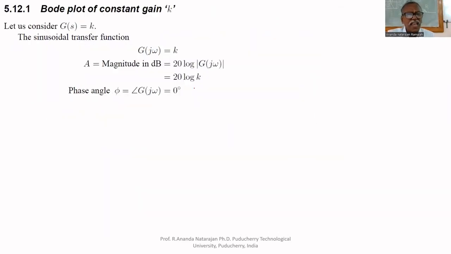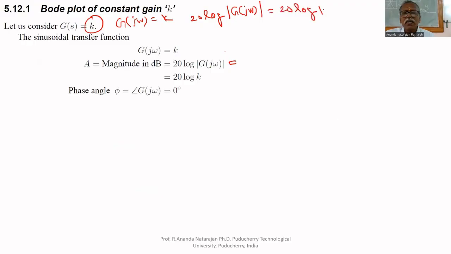So first, let us take K. Suppose G of s is equal to K, that's all. For that, what is the Bode plot? Magnitude plot is 20 log modulus of G of j omega. Because G of j omega equals K, therefore 20 log modulus of G of j omega equals 20 log K. That's all.